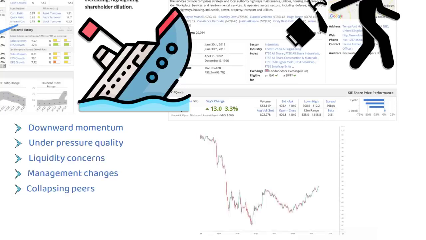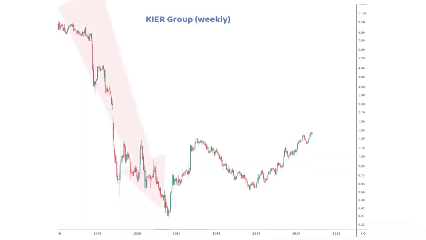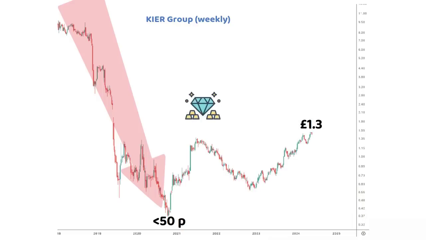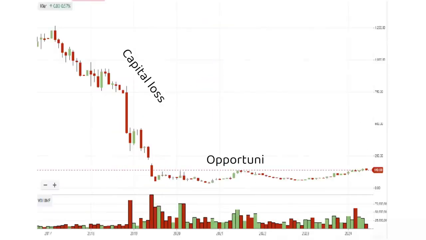Unsurprisingly, the stock tanked further to less than 50p in 2020, before recovering to £1.30 now. Remember, it is often the case that expensive gets more expensive, and cheap often gets even cheaper, and Kier Group certainly got cheaper.